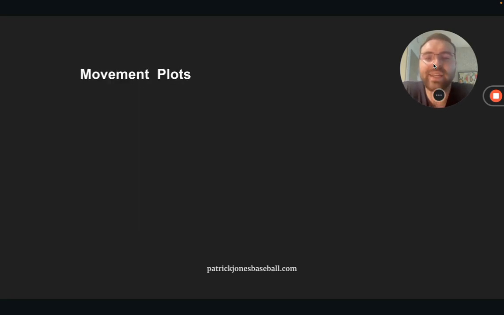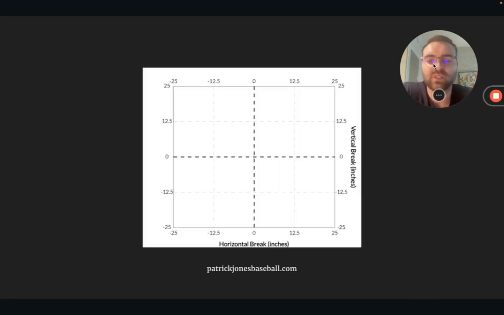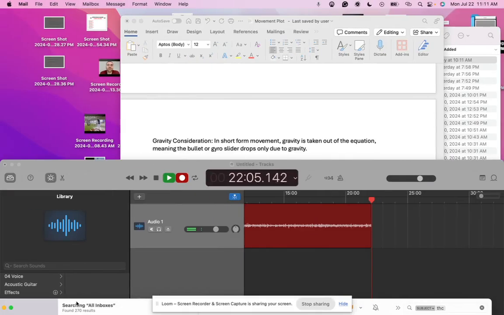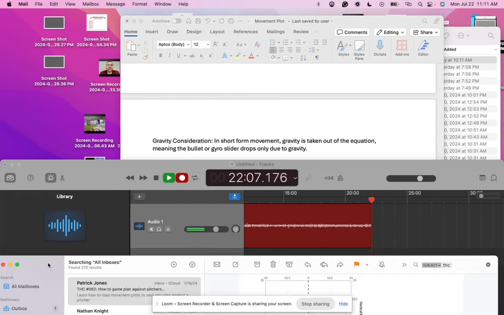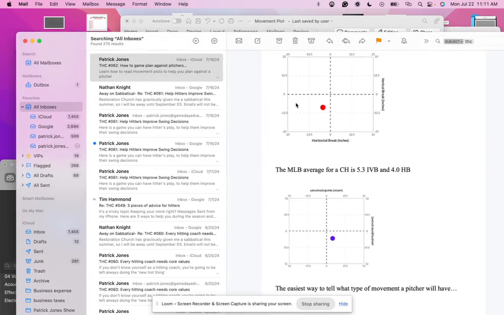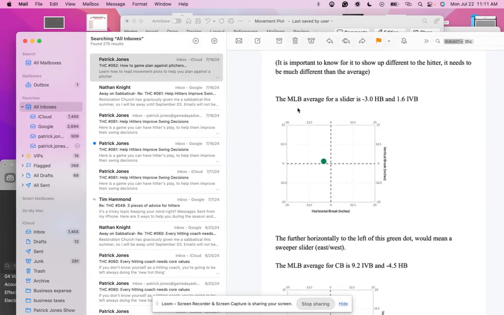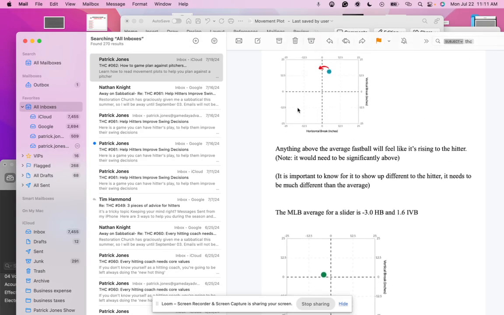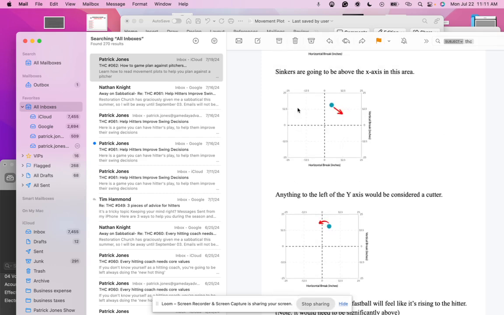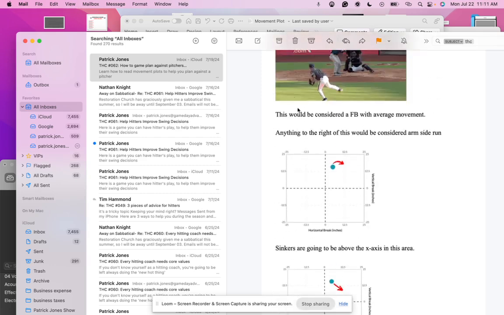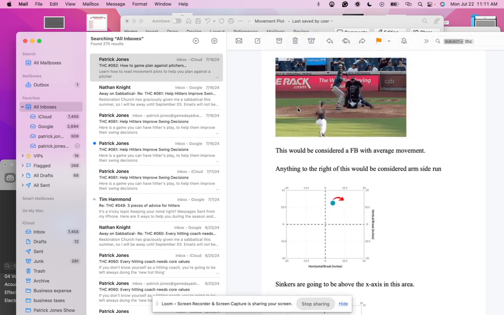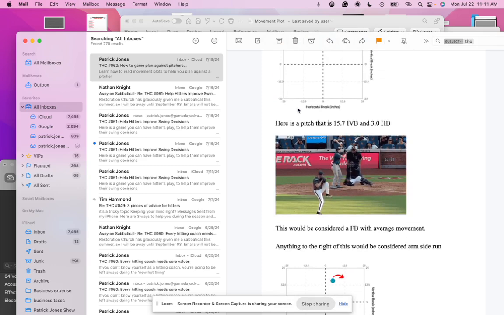So lastly, we're going to get into movement plots. Movement plots are important for a variety of reasons, because they give you a way to educate your hitters on what type of movement each pitch is going to have. And more importantly, it's going to help individualize it for them personally. And here's what I mean.